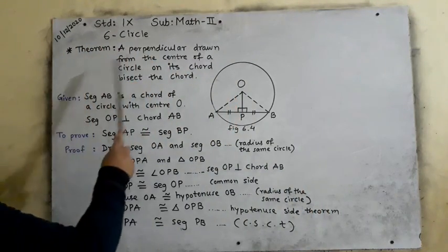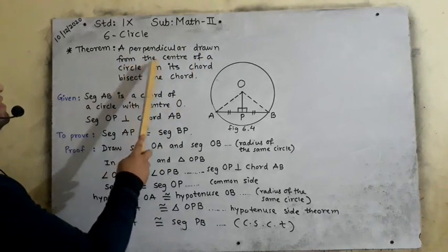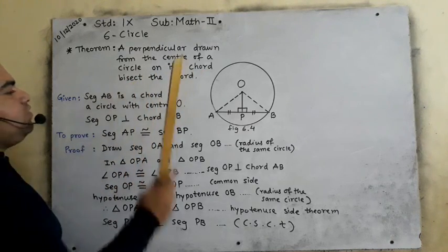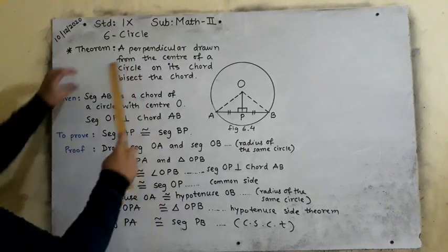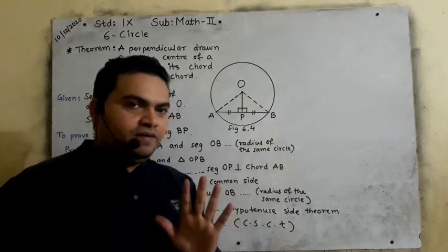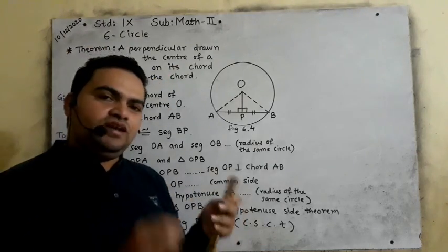The theorem is: a perpendicular drawn from the center of a circle on its chord bisects the chord. This will be a theorem, and this statement will come as a question in your question paper.